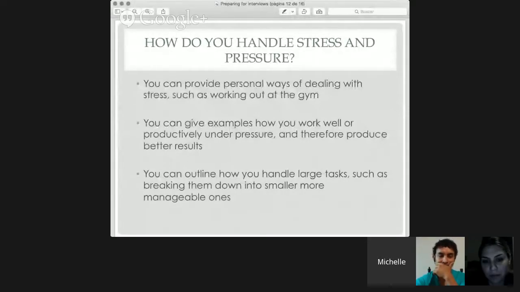You don't have to use these, and especially if they're not true, make sure you're always being honest. So another way to answer this is to give examples of how you work well under pressure. So how pressure or stress might make you more productive.